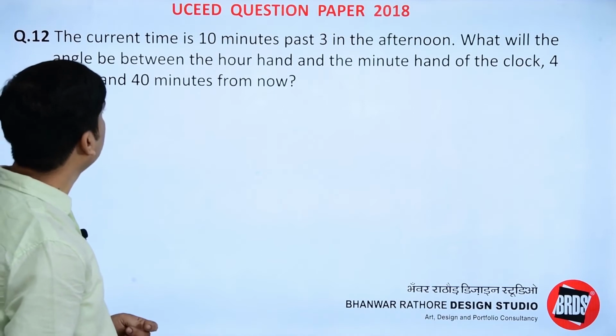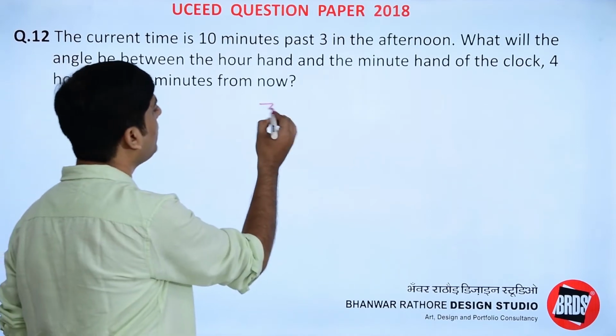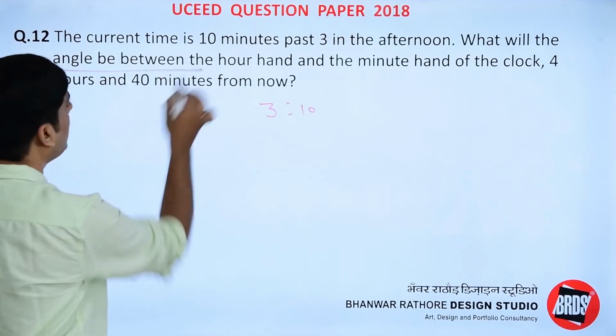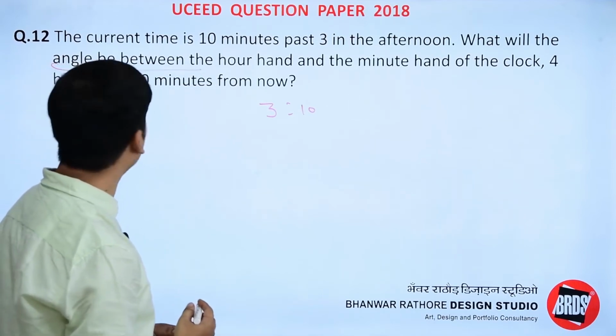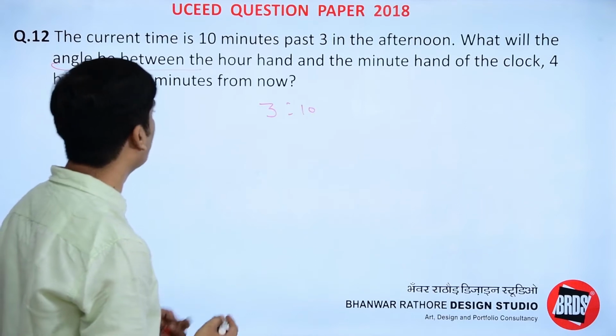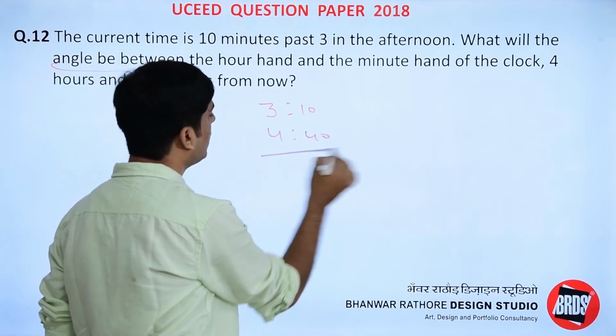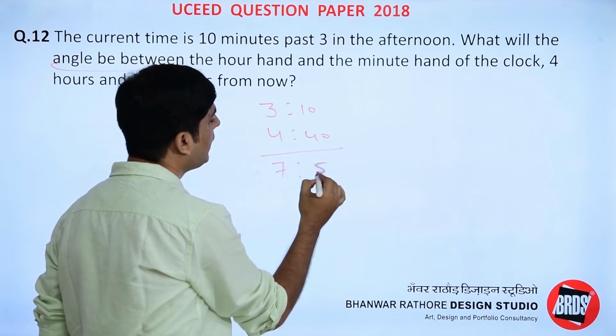The current time is 10 minutes past 3. It means 3:10 would be the timing in the afternoon. What will be the angle between the hour hand and the minute hand of the clock 4 hours 40 minutes from now? So we have to add 4 hours and 40 minutes. So the exact time would be 7:50.